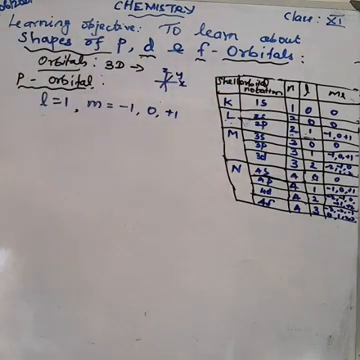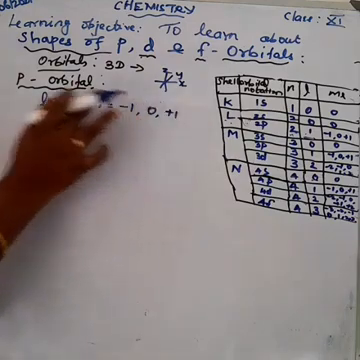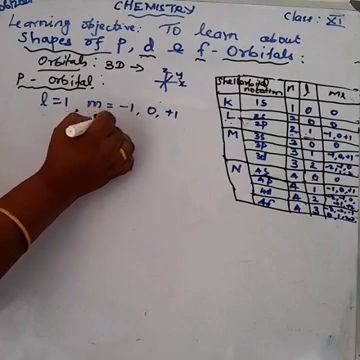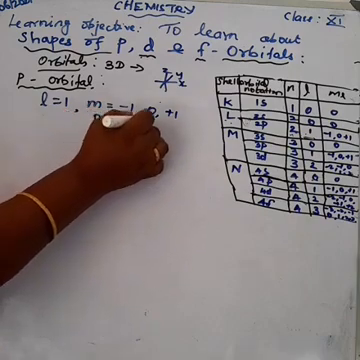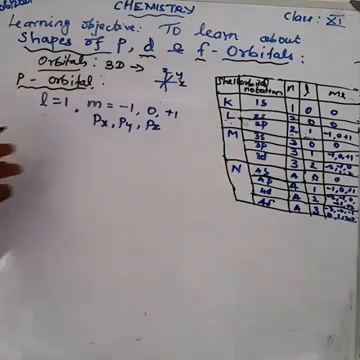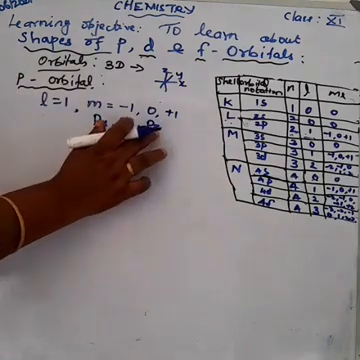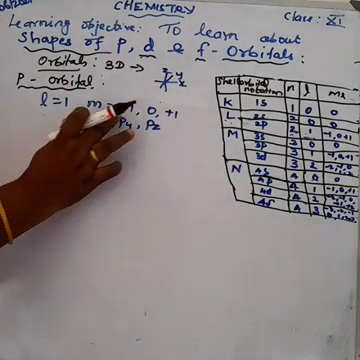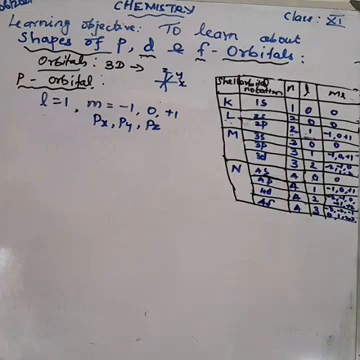So here three orientations are there. The three orientations are designated as Px, Py and Pz. So for the p orbital, how many orientations are there? Three orientations are there.